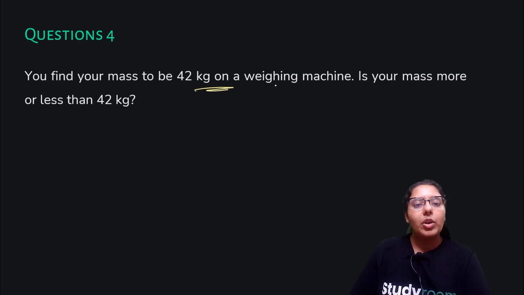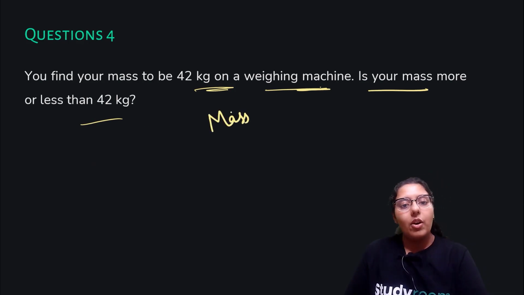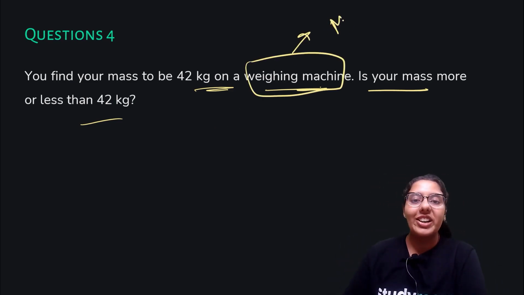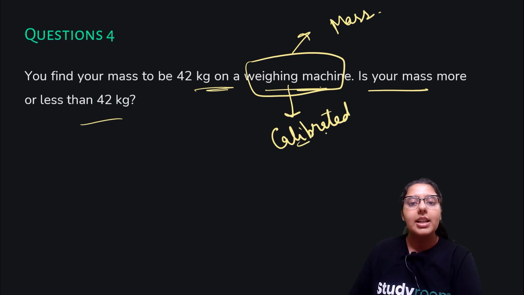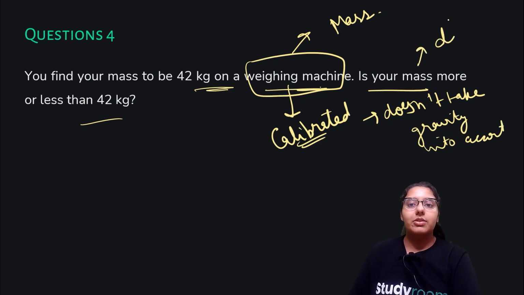You find your mass to be 42 kg on a weighing machine. Is your mass more or less than 42 kg? So, on a weighing machine, you are actually not seeing your weight, you're seeing your mass. Your weighing machines are calibrated. What does calibrated mean? Calibrated means it doesn't take gravity into account. Okay. So, of course, your mass is definitely more than 42 kg. Okay. Your weight is definitely more, if your mass is 42 kg on the weighing machine.